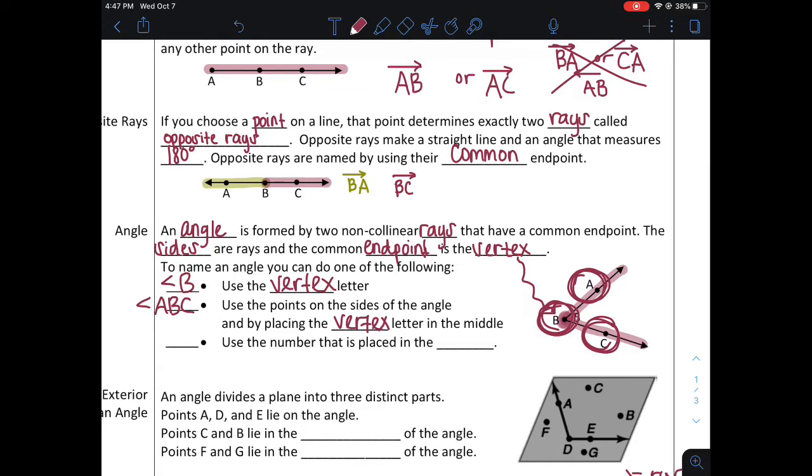The last way is by using the number. I don't know if you noticed, but there's a 5 right here. If you see a number that's in the corner of an angle, you can use that as well. So this would be called angle 5. If you look in the vertex corner and you see a number, you can name it that way.